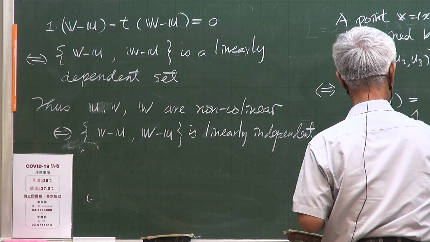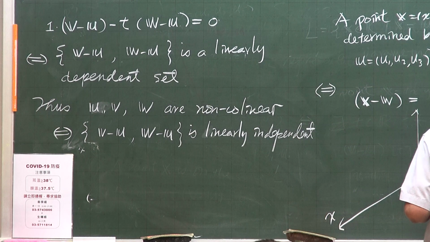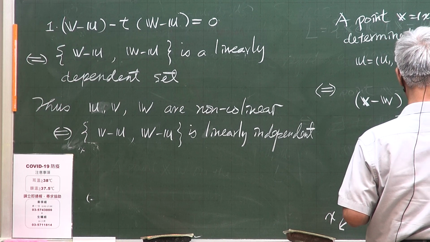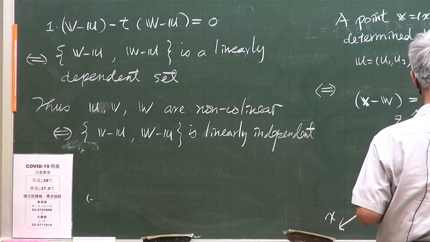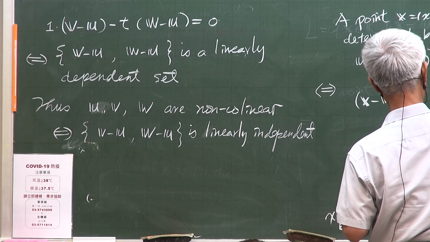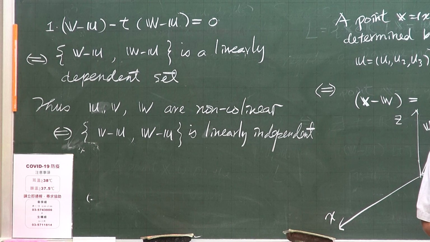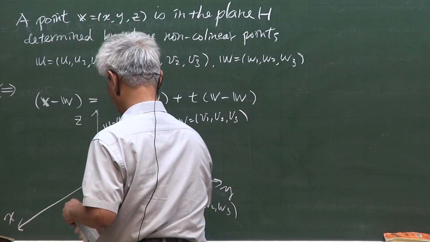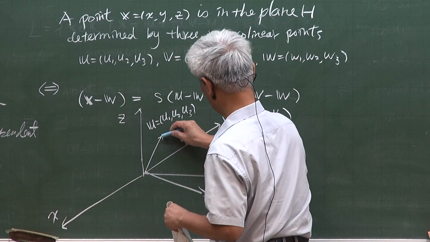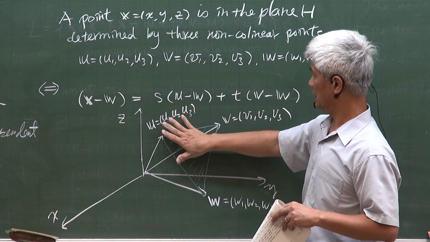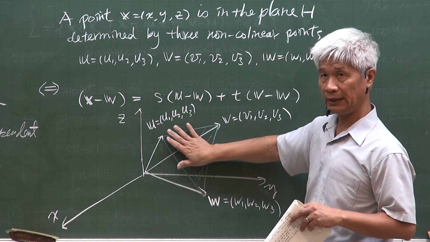Okay, so let me draw it. X, Y, Z. Now we have 3 points. This is W, we have U, we have V. And you can see these 3 points are not collinear, so they determine a plane. The plane will be the plane determined by this triangle, right? So the plane will sit on this triangle.